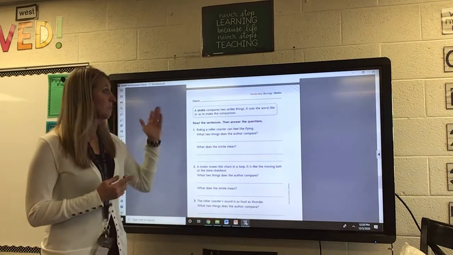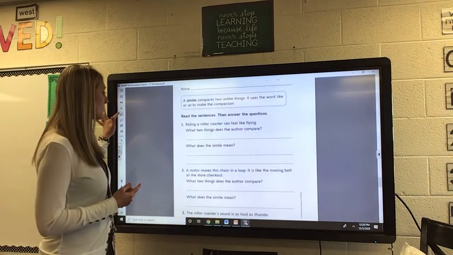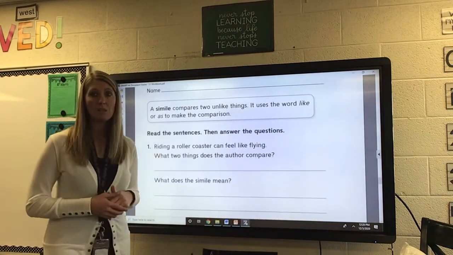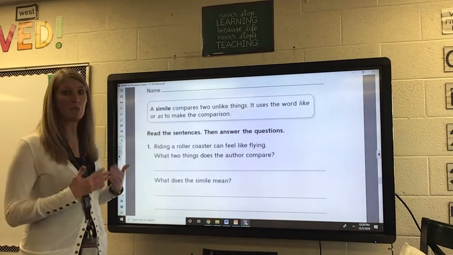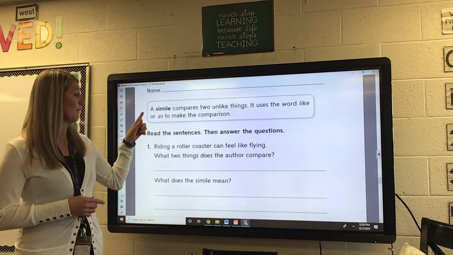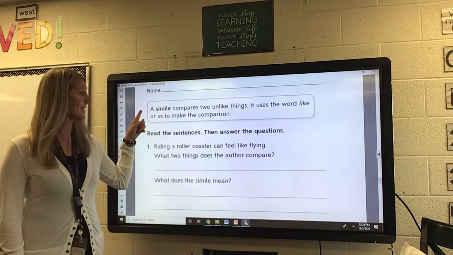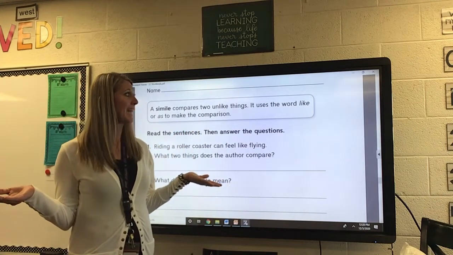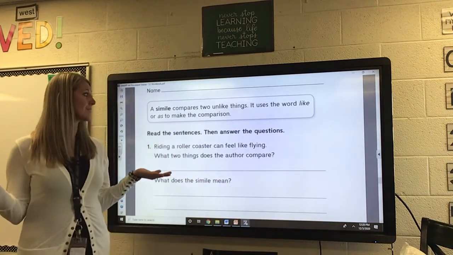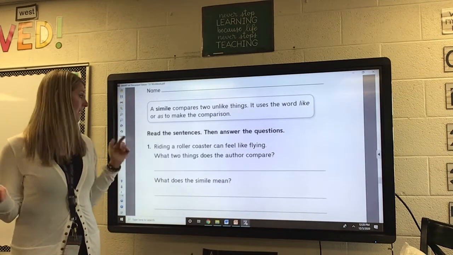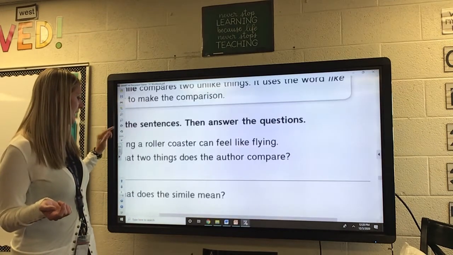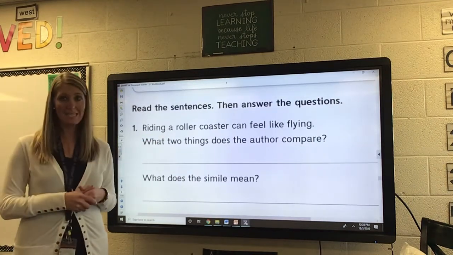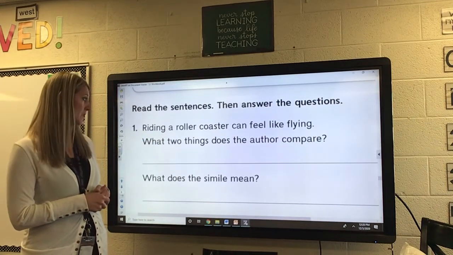Once you get your sheet, make sure you put your name at the top. And Mrs. Murphy is going to make my page really big so you can see it. So when I write, you're able to view it and see it easier. So at the top of the box, it says a simile compares two things that are not alike. And it uses the word like or as to make the comparison. So down below, it says, number 1, we need to read the sentences, then answer the questions.